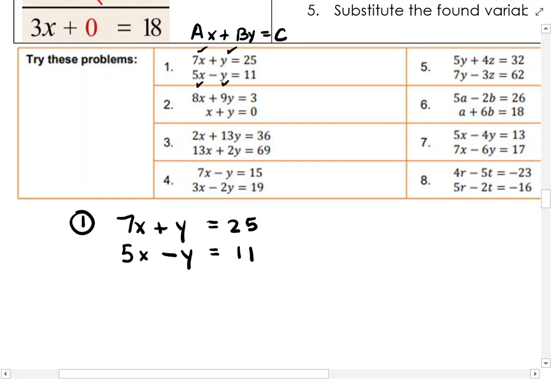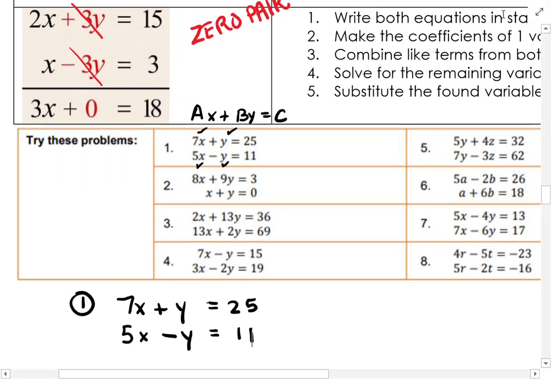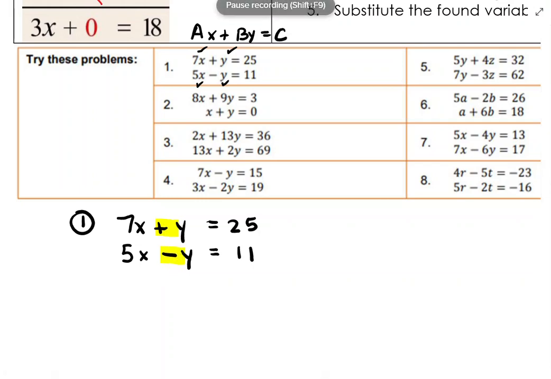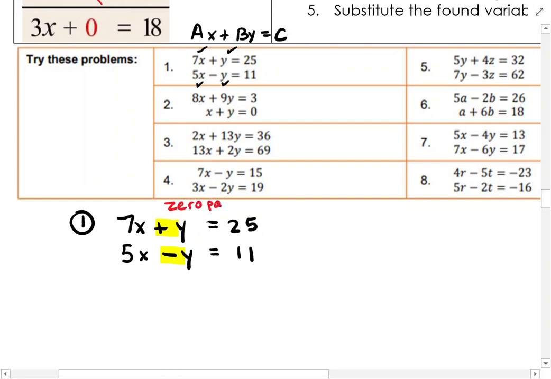All right, step 2. Make sure that the coefficients are the same but have the opposite sign. And yes, we do have that situation right here. The coefficient of y is a positive 1, and the coefficient of this y is a negative 1. So they are indeed a zero pair.